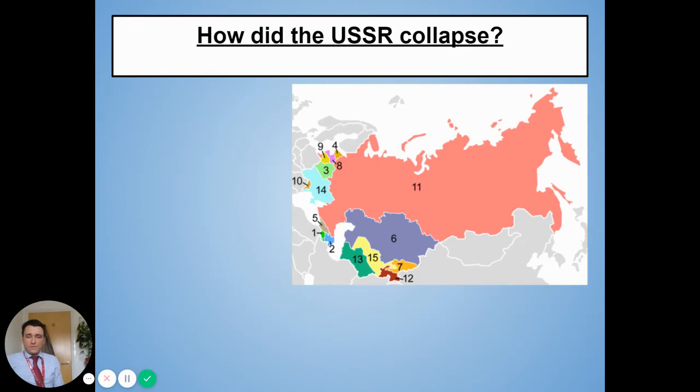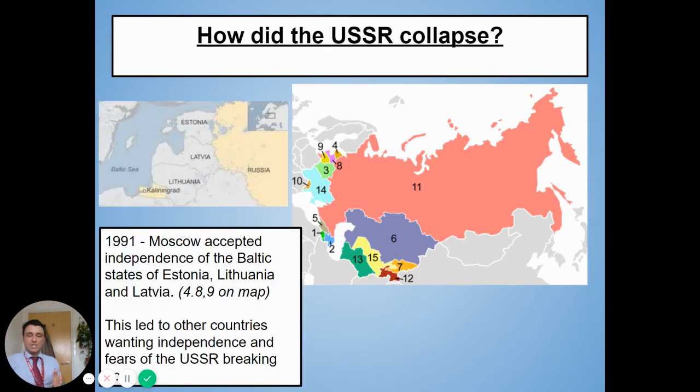And the problem was that things were getting worse. This map shows the USSR, so obviously number 11 is Russia, but it also shows the smaller countries that Russia had taken over to form the USSR. Now these countries had started to see that they could have independence as well. And in 1991, Gorbachev accepted the independence of the Baltic states of Estonia, Lithuania and Latvia. He let these places become free. And if you want a reference, that's 4, 8 and 9 on the map.